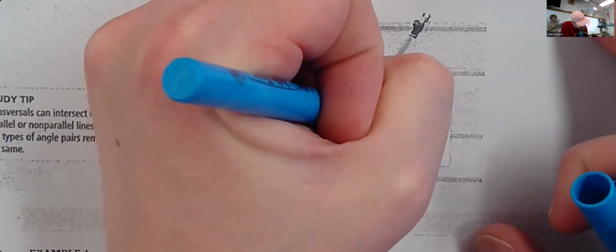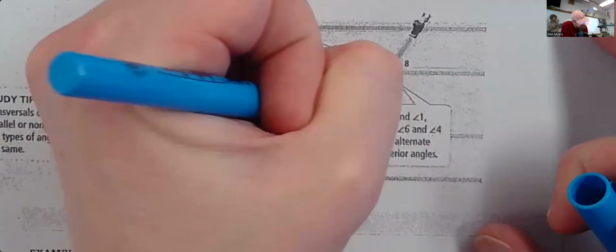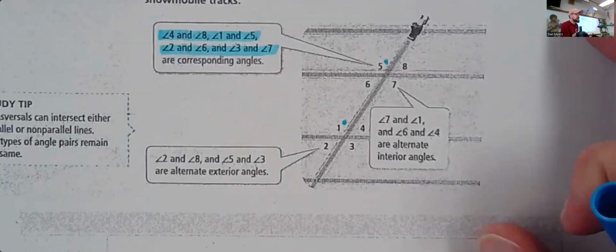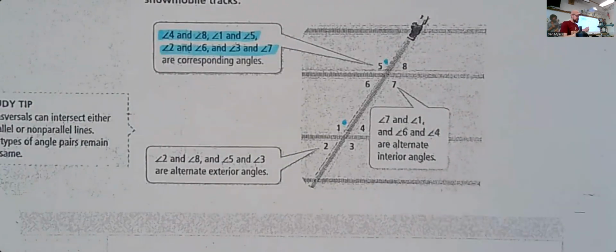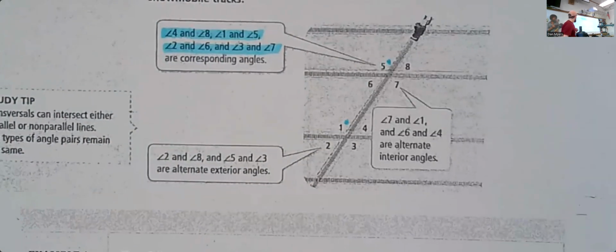So it says 4 and 8. Actually, I'm just going to do 1 and 5 as the example here, keeping in mind that 6 and 2, 3 and 7, 4 and 8 are also corresponding. I'm just going to do one example of corresponding here, 1 and 5. How would you describe what's going on here? So 5 and 1 are corresponding, okay? 6 and 2 are corresponding, 8 and 4 are corresponding, and 7 and 3 are corresponding.